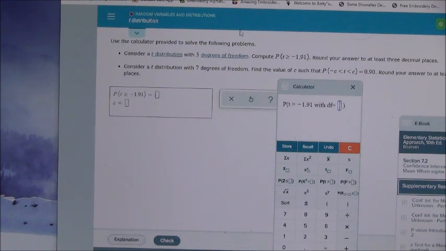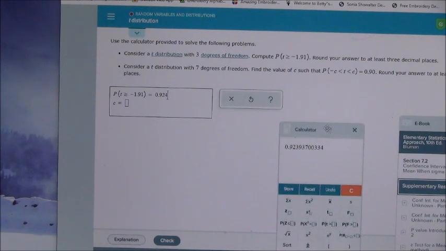My degree of freedom there is going to be 3. So I'm going to put the 3 in there. And it says that I want to go to 3 decimal places, at least 3. You can do more than that. 0.924 if I round that off to 3 decimal places.